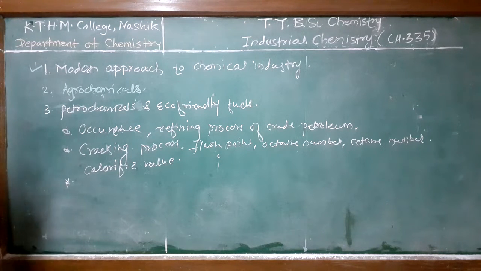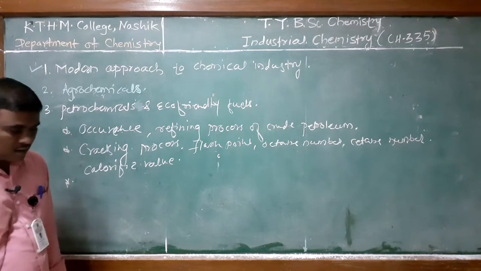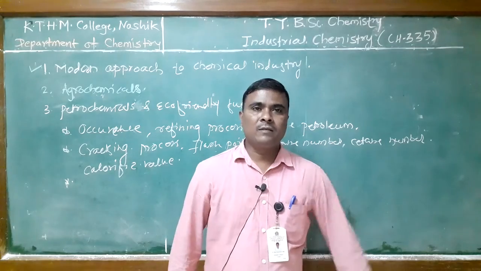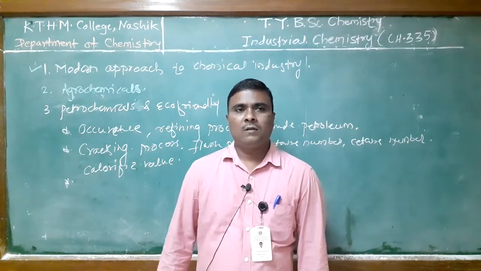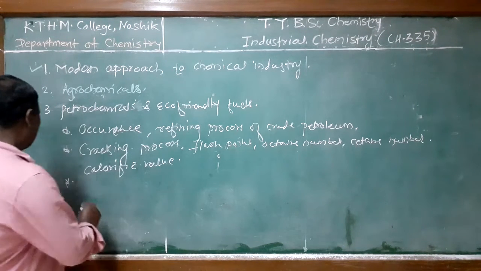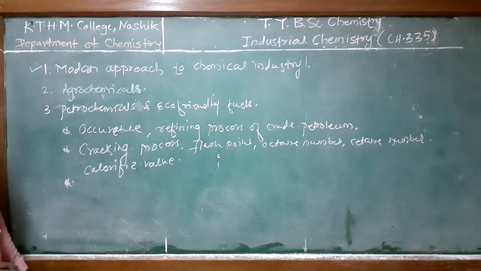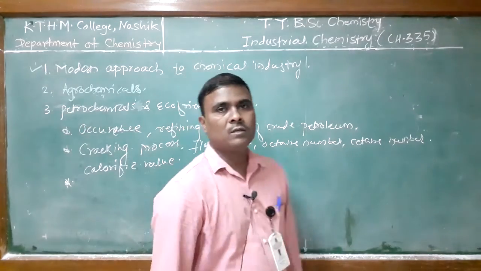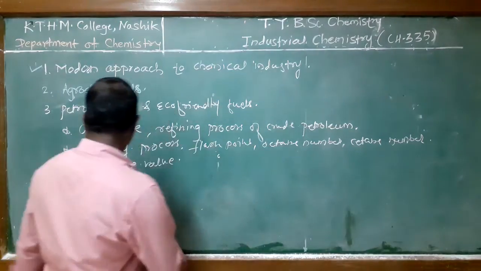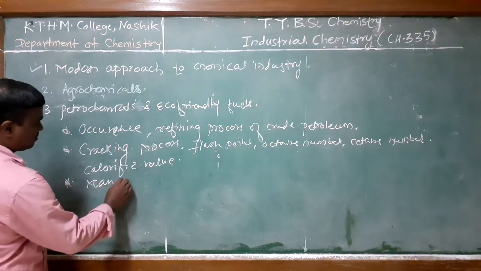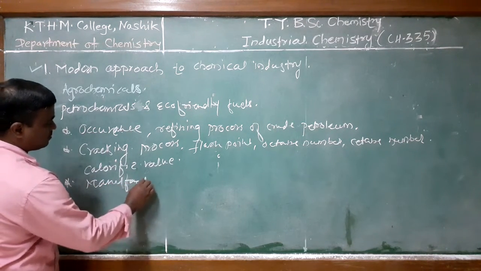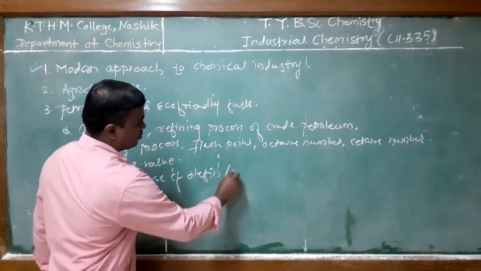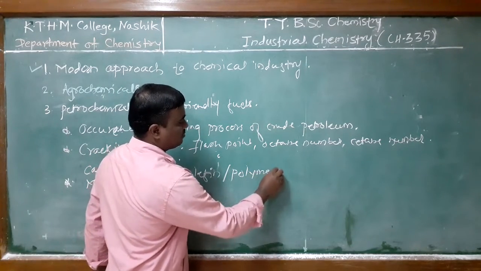Again, we will discuss in this chapter the chemical reactions involved in the petrochemical industry, like manufacturing of various polymers from the petroleum products, and manufacture of olefins or polymers from the petroleum products.